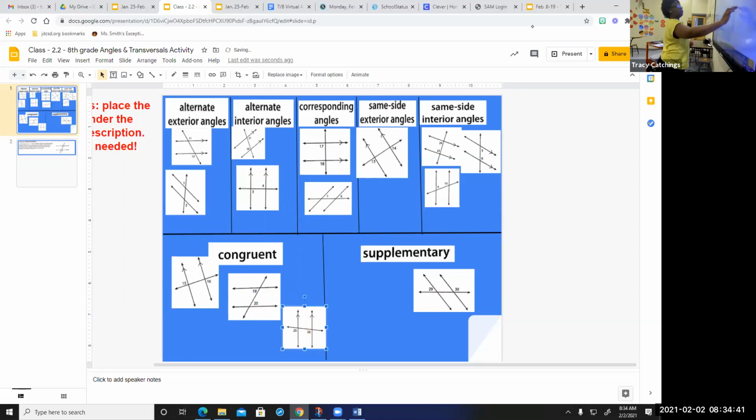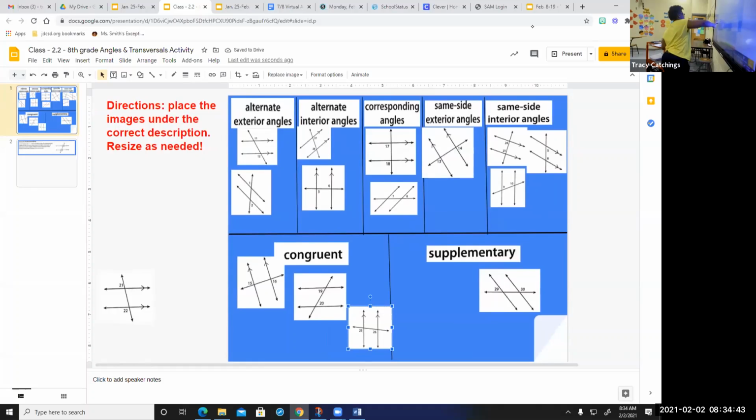All right. Is that all of them? Now we got one over here, 21, 22. Same side exterior angles. All right. And same side exterior angles are also what? Supplementary.